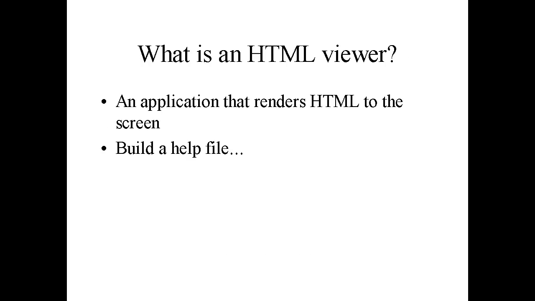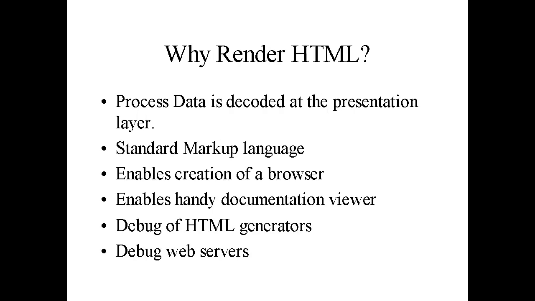And so when we build an HTML viewer, we want to be able to set our MIME type. We want to create an application that renders the HTML to the screen, and we can do various things with it, such as building help files. We can also build browsers. So then the question becomes, well, what do you need to render HTML for? And the answer is it's process data.